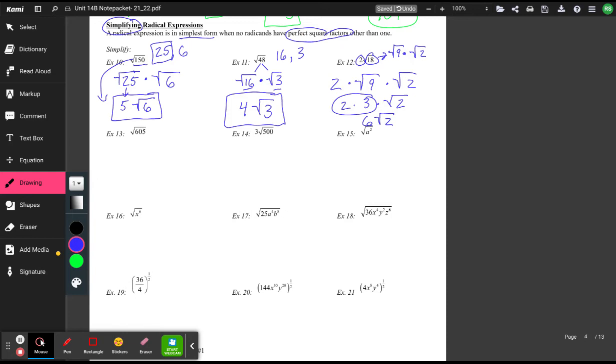I'm going to have you guys do 13 and 14 and then check your work. All right, so go ahead and check your work in examples 13 and 14. We're going to go ahead and talk about examples 15 and 16 here.